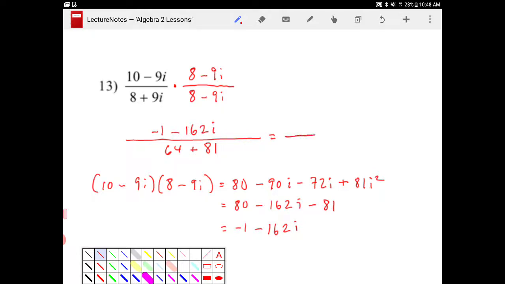And all of this gets reduced. The denominator is 64 plus 81. What is that? 145? Yes. And the numerator is negative 1 minus 162i. And that's the final answer right there.